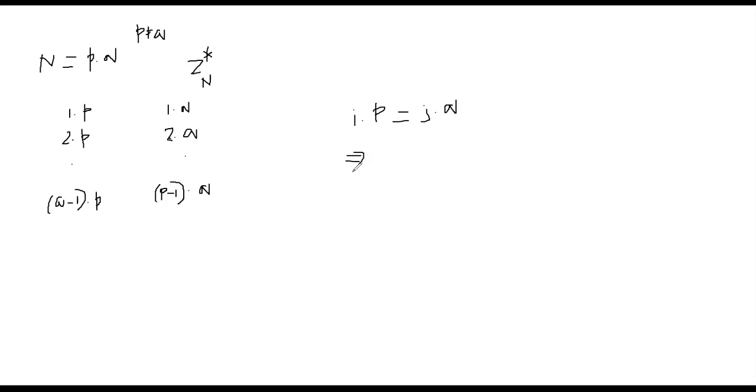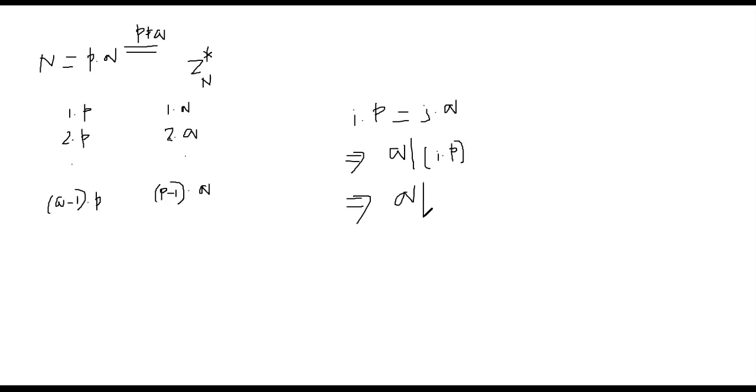This means that q divides i times p. That's just the definition of divides, right? When a number divides another number, we can rewrite the numerator as a product of the denominator. That's what basically divides means. So q divides i times p. But we do know p and q are prime numbers. That means they don't have any common factors. That means q must divide i.